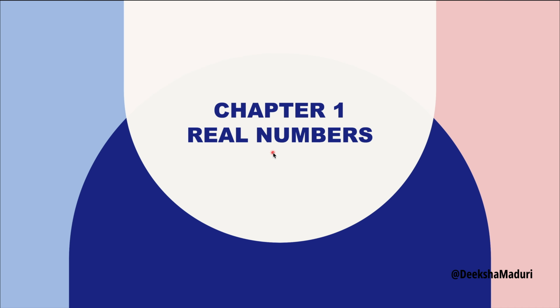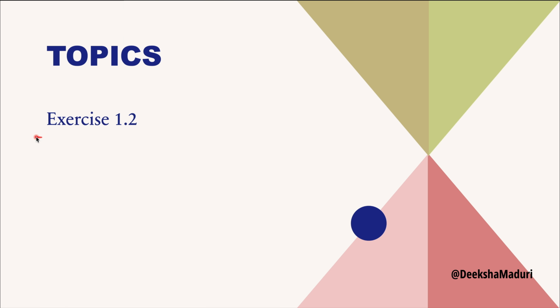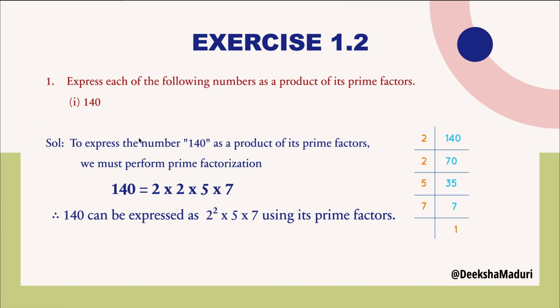This is part 2 of chapter 1, Real Numbers. Today we are going to cover exercise 1.2, and the first problem in this exercise is: express each of the following numbers as a product of its prime numbers. The first one is 140.